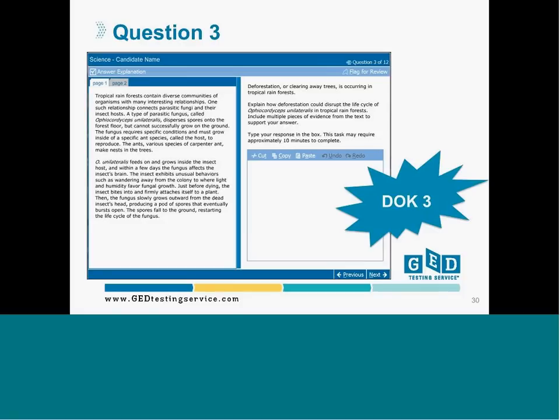The test taker is going to need to select and present evidence from the information that they've read, use a line of reasoning in order to compose a response, and then bring in a little of their own understanding of ecosystems and cycles to explain how deforestation can disrupt the cycle. So as we're taking a look at this, the test taker is using, producing, and justifying an argument, all to present their ideas. So we'll look at that as a DOK level 3.